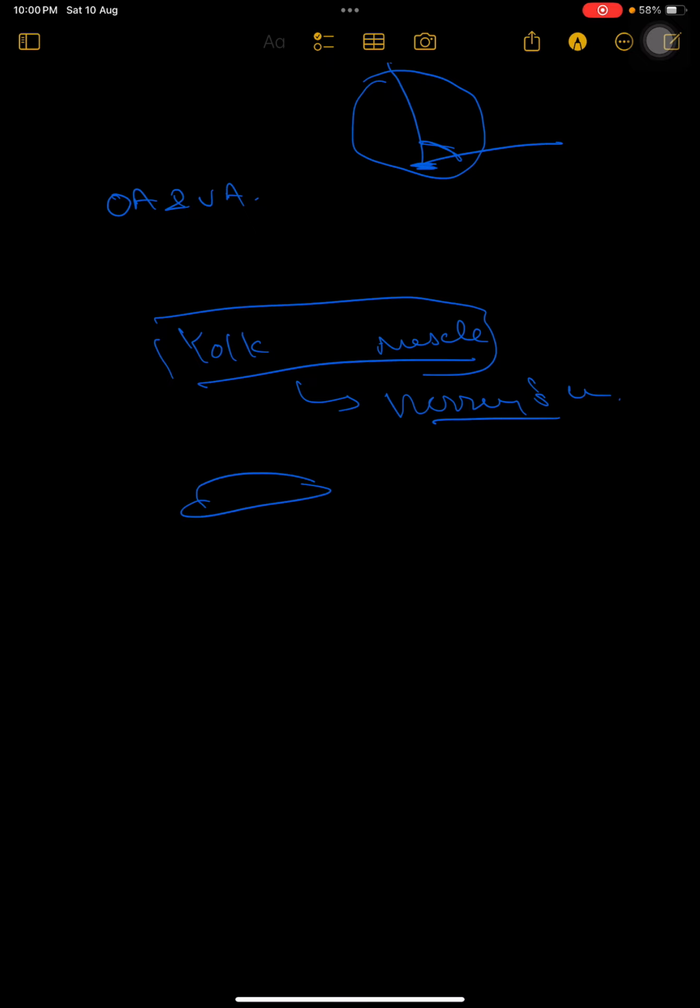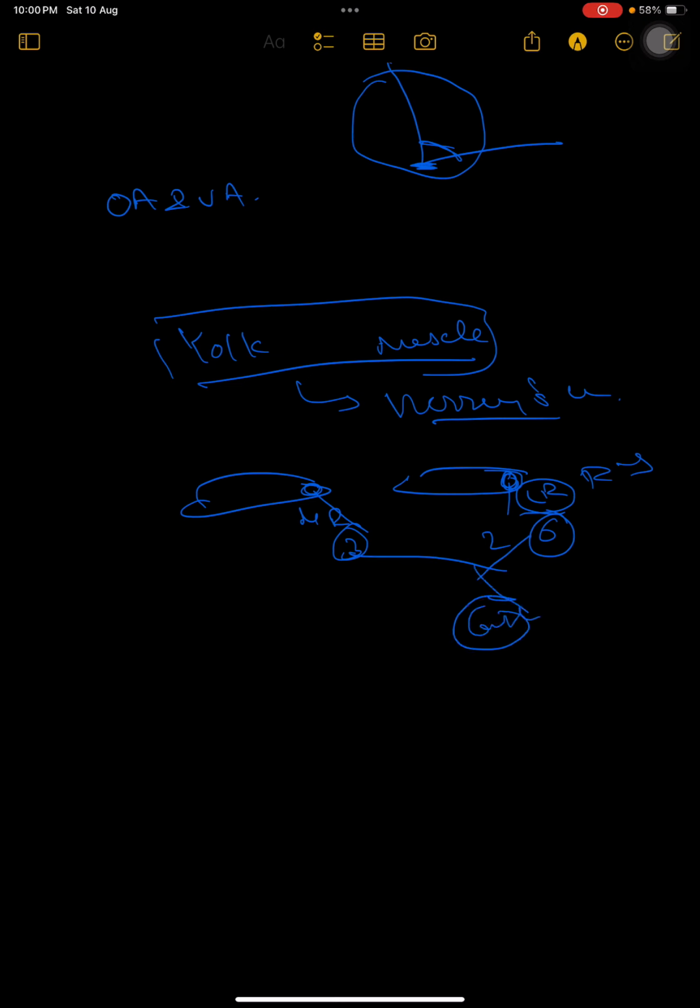Hering's law means, suppose these are 2 eyes. If you're looking at the right side, this eyeball moves here, basically the lateral rectus is contracting, and this eye moves here, the medial rectus is contracting, right? So these are 2 different muscles. They are supplied by 2 different nerves, lateral rectus by the 6th nerve and medial rectus by the 3rd nerve, but they are working in conjugation, and this is explained by Hering's law.